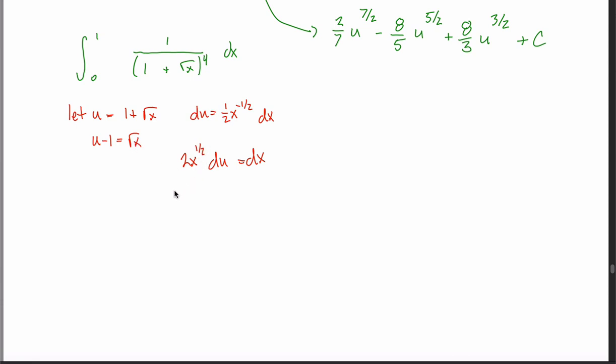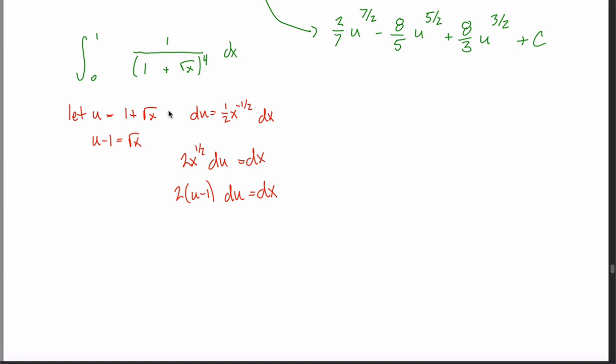So what I could say is 2 times, and then instead of writing x to the 1/2 power here, I could say u minus 1 du is equal to dx. Whoa, what just happened there? I chose my u in such a way that it gave me a really weird du. It involved an x that I didn't have in the problem. But rather than give up, I just kind of plowed through. I solved for dx, recognizing that my dx, when I substituted out the dx, would leave an x behind, and just hoped that my relationship between the u and the x would allow me to change that x into a u.